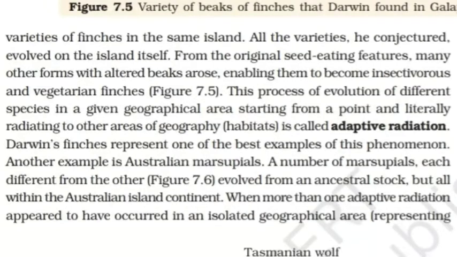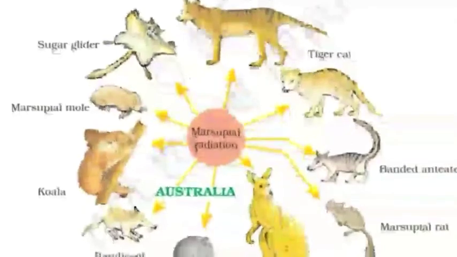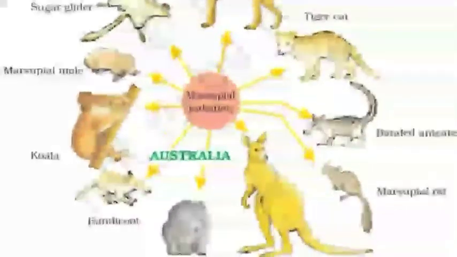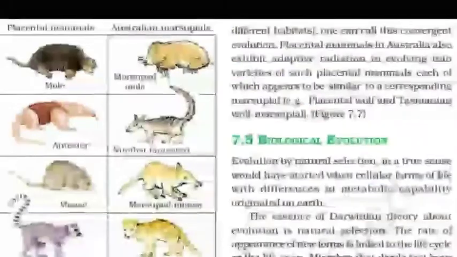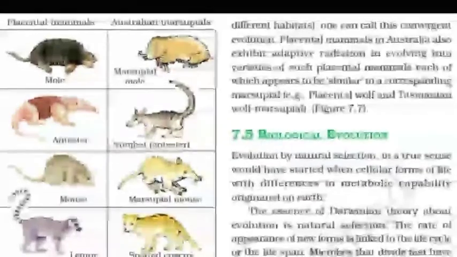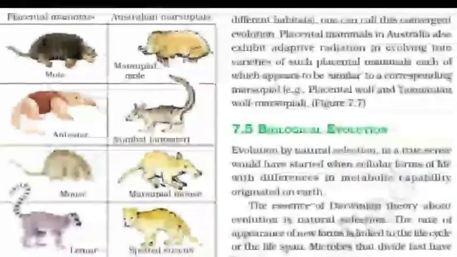Another example is Australian marsupials. A number of marsupials, each different from the other, evolved from an ancestral stock, but all within the Australian island continent. When more than one adaptive radiation appeared to have occurred in an isolated geographical area representing different habitats, one can call this convergent evolution.